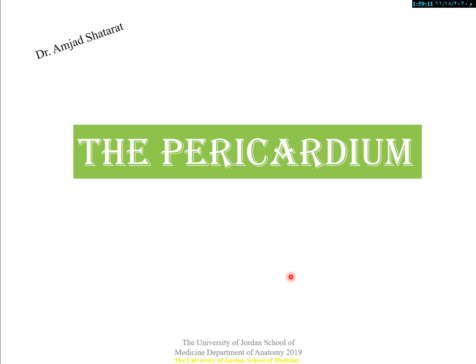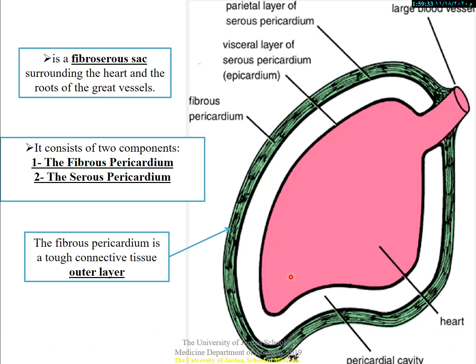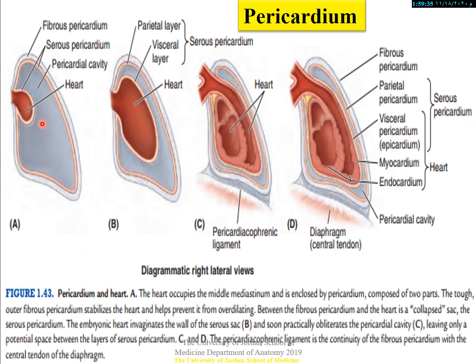Now before we continue talking about different parts of the aorta and the pulmonary trunk, let's just talk about the pericardium. Now this diagram summarizes the embryogenesis of the pericardium. As you should imagine, I'm sure we talked about this in the first year. However, it's always good to remind you about the embryogenesis of the pericardium.